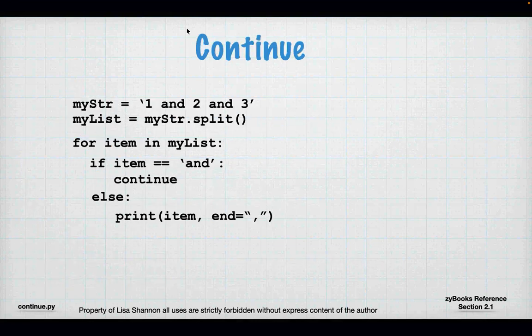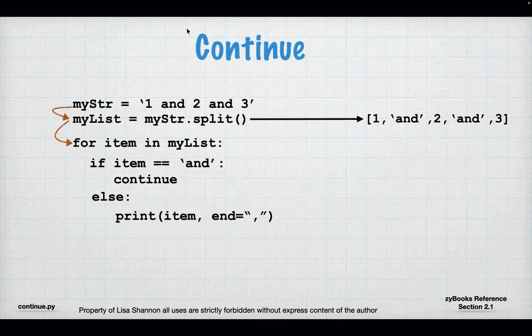So now we have continue. Continue is something that can be used in either a for or a while loop. Break and continue can be used in either. And here, I just have my string 1 and 2 and 3. Let's say I don't want to print out the word and, but I want to print out the numbers. So first I'm going to split on a space, which is going to give me a list, 1 and 2 and 3.